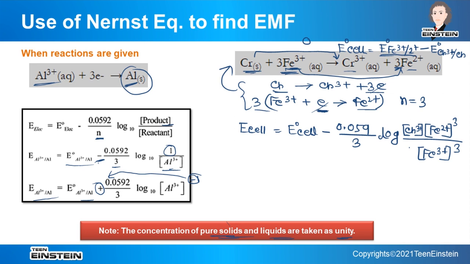So if the concentrations of all the species are given and the E0 values of these two systems are given, you can easily find out the value of E cell. Also, suppose E cell is given and E0 cell is known, then we can find the reaction quotient. Or suppose the concentration of any one of these species is given, then the unknown species concentration can also be found. So in this way we can use the Nernst equation to find EMF.